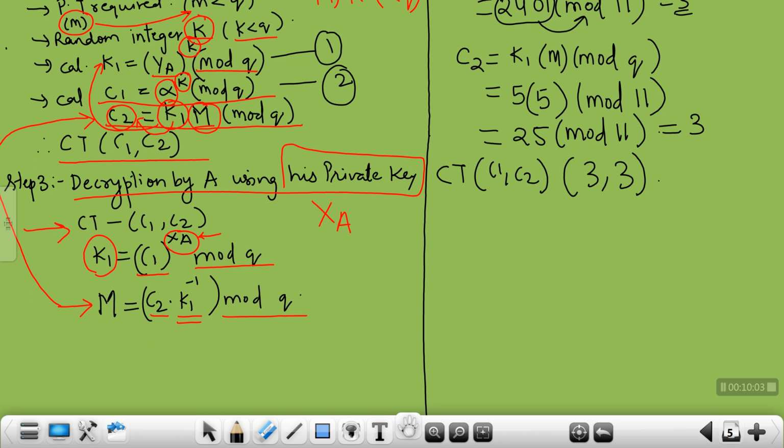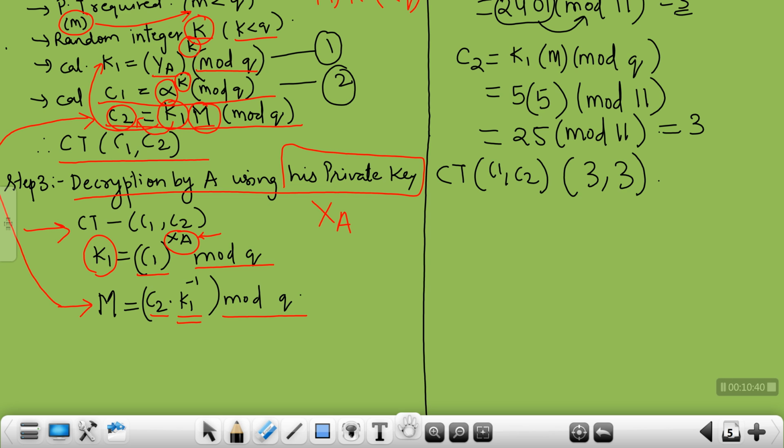Whatever plain text was sent by B, the same plain text will be received here. We will solve more problems on this, because the Elgamal crypto system and Diffie-Hellman key exchange are sure shot questions in your question paper, either in part B or part C. They are repeated most of the time in almost all papers. There is one problem on Diffie-Hellman key exchange and one on the Elgamal public key crypto system. So please revise both concepts properly and learn both formulas. There is nothing great in this: you just need to know the formula, substitute the values and get the answer.